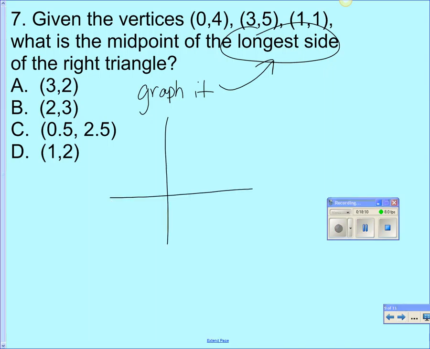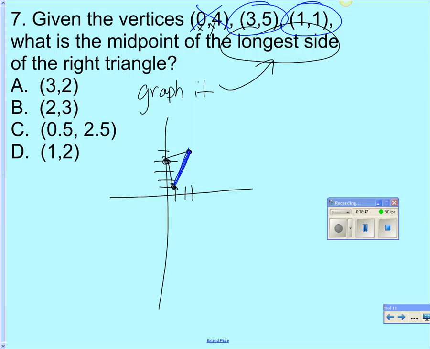All right. Let me do a graph up here. 0, 4. 4 goes on the Y. 3, 5, and 1, 1. All right, the longest side is the one that's the hypotenuse, the diagonal. So the longest side is this blue one up here. Dylan, which 2 points make that side? Very good, Dylan. 1, 1, and 3, 5 are the 2 points that make the longest side.